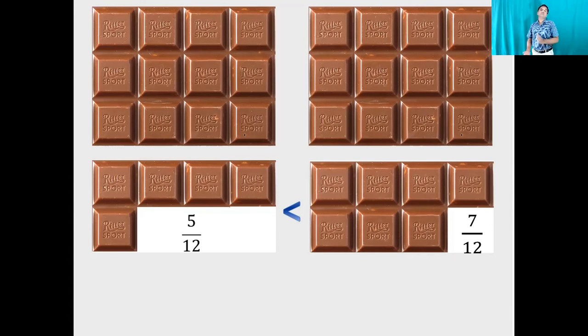So it's very easy to compare like fractions because we just compare the numerators, and the denominator is the same. Now, how to compare unlike fractions, we'll see in the next video.